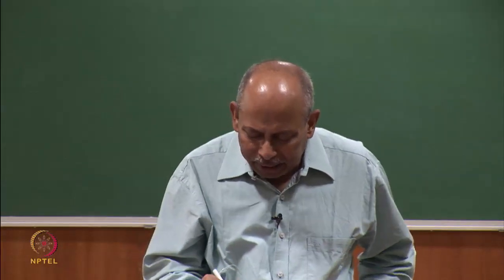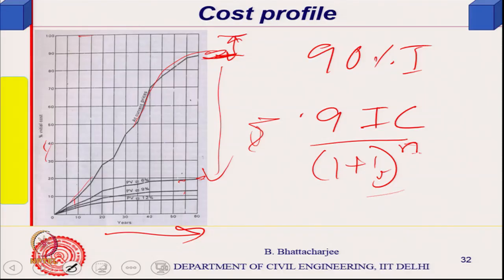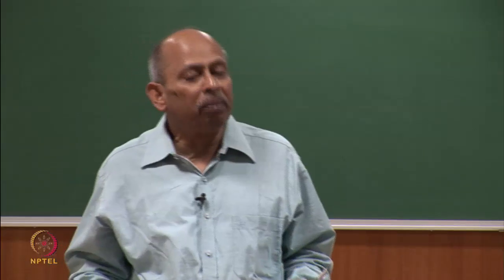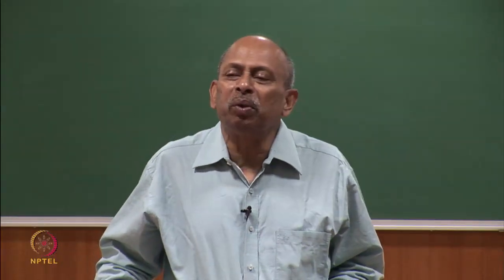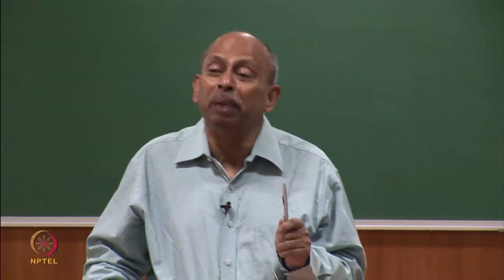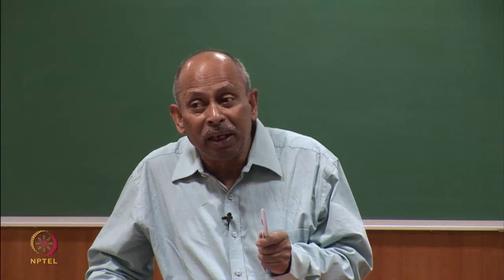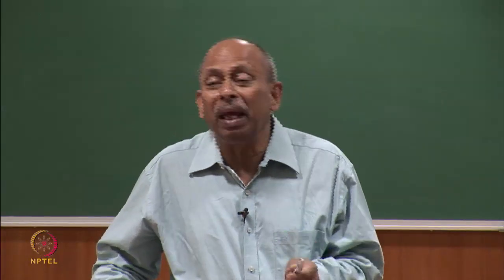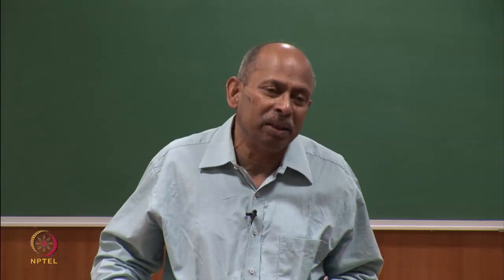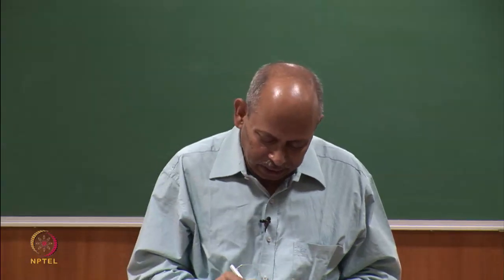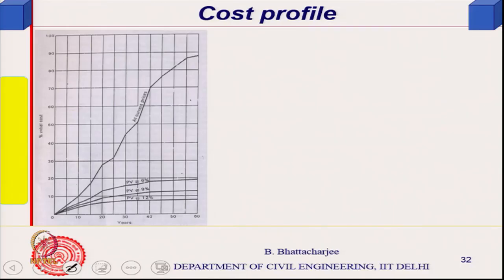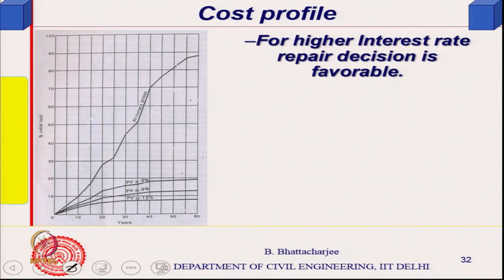So, if you take interest rate, this is what it would be, but you can compare different buildings, different building systems. So, this is called maintenance cost profile, and you can generate it right in the beginning itself, during the construction phase itself, that how much percentage of the initial cost you will be spending every 5 years for maintenance purpose. So, that is what it is, maintenance cost profile. Now, for higher interest rate, obviously repair decision is favorable, late repair and replacement decision is favorable.